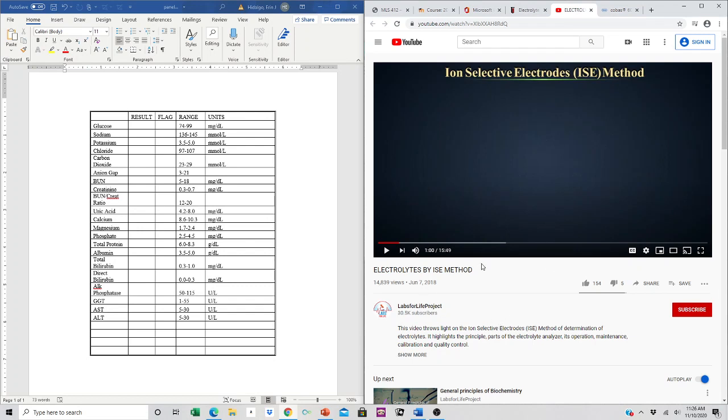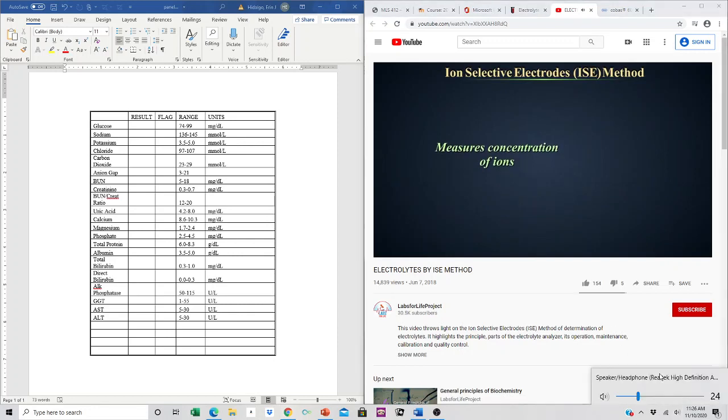All right, so here's a few minutes' refresher on ISE. Ion selective electrodes are used in clinical chemistry to measure concentration of ions like sodium, potassium, chloride, and calcium in blood, serum, plasma, cerebrospinal fluid, and urine.